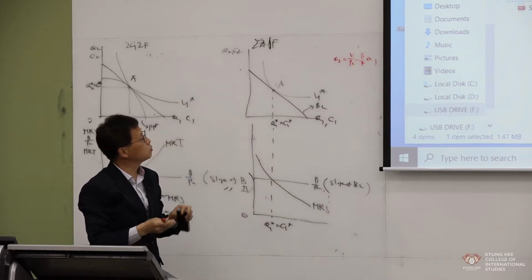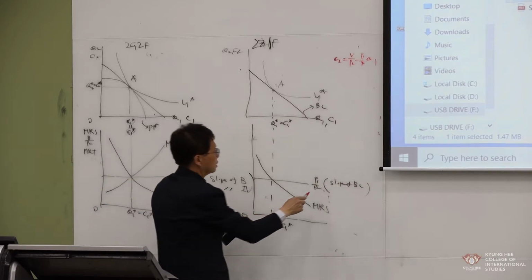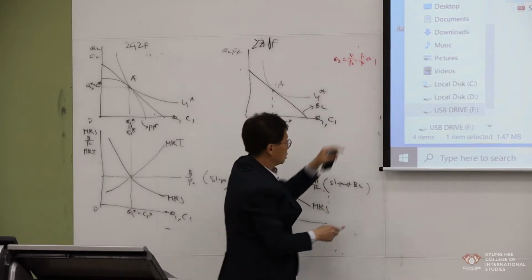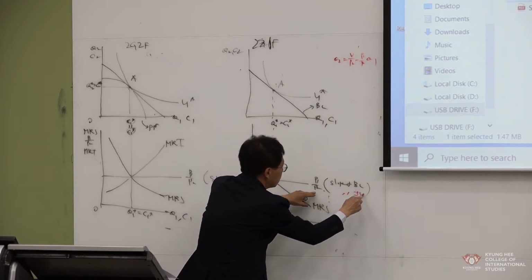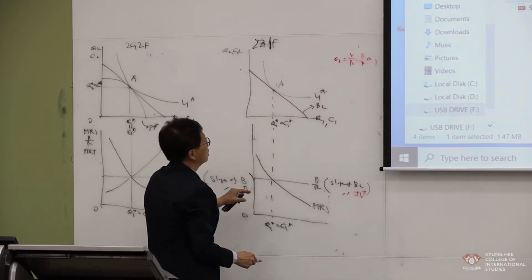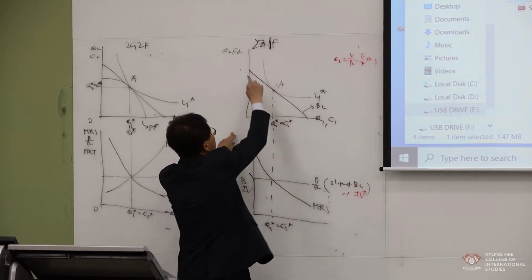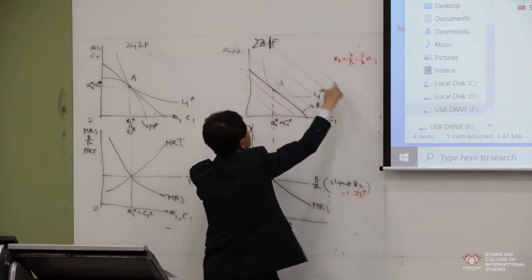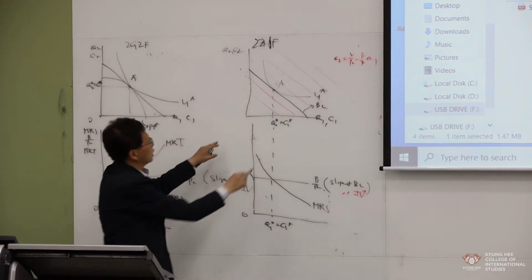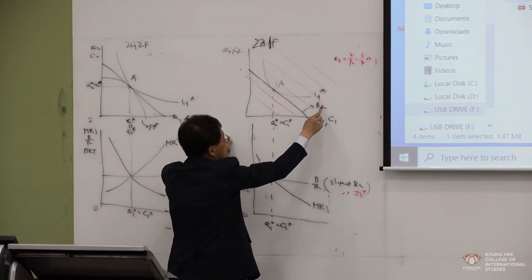Right? So the slope of the iso-value line is P1 over P2. That is also the slope of the maximized iso-value line. The iso-value line is like this, and its slope is every time P1 over P2. And I said this one is the budget constraint.